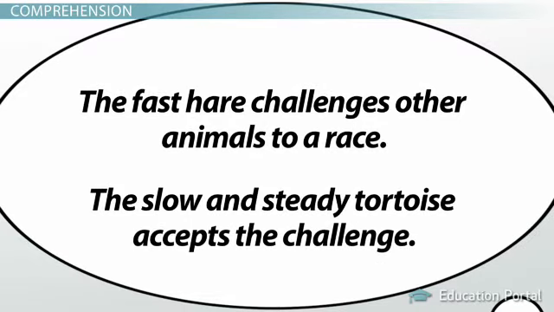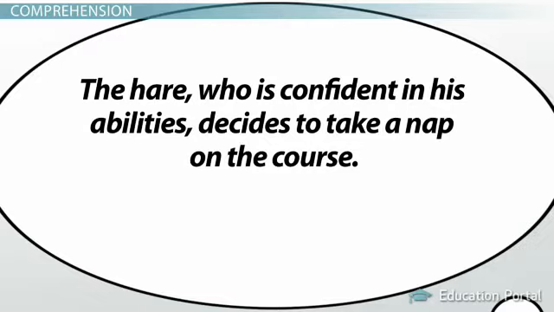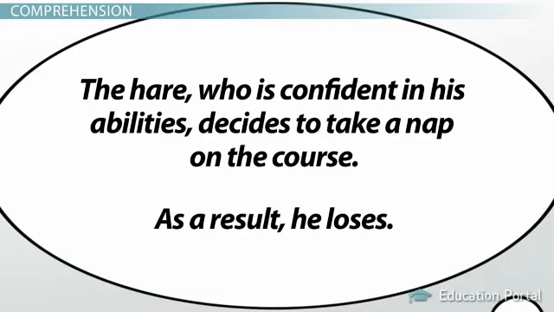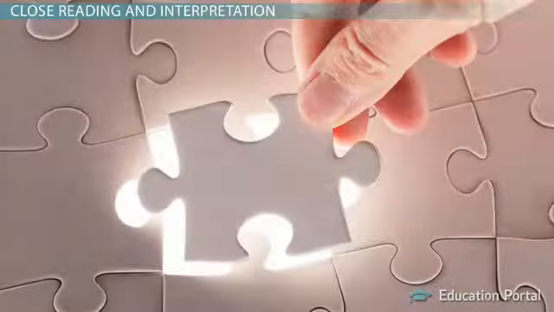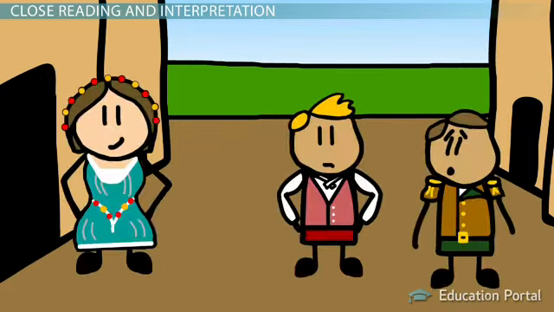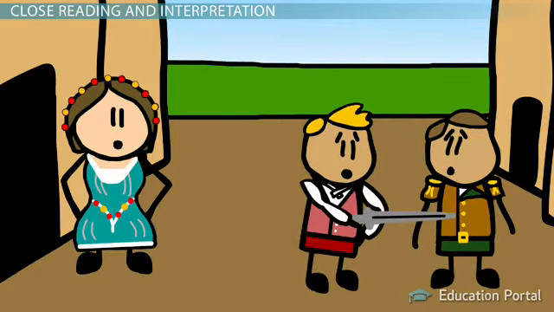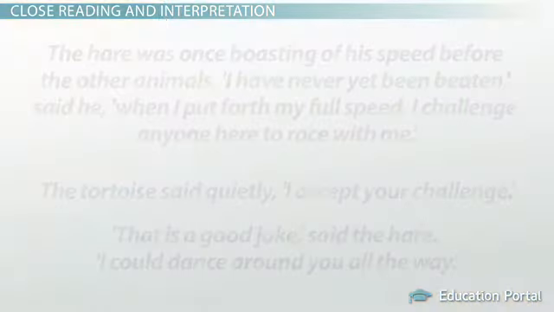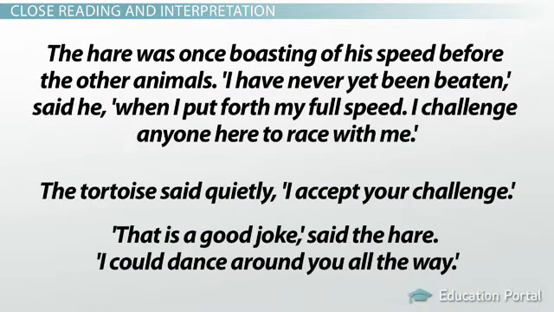The slow and steady tortoise accepts the challenge. The hare, who is confident in his abilities, decides to take a nap on the course. As a result, he loses. Nice work. Now on to interpretation. Interpreting a literary work is the point at which you begin to fill in the pieces of the story a bit more. You explore setting, characters, and plot more deeply while giving consideration to author style and language. Let's start with setting again. Look back at the story again for a minute.